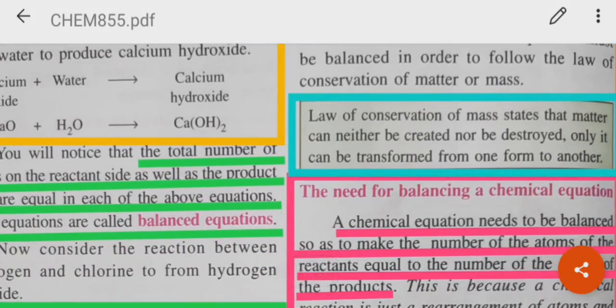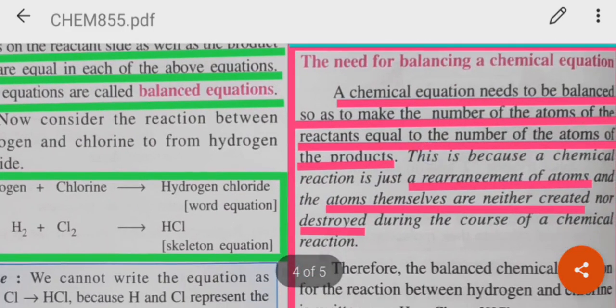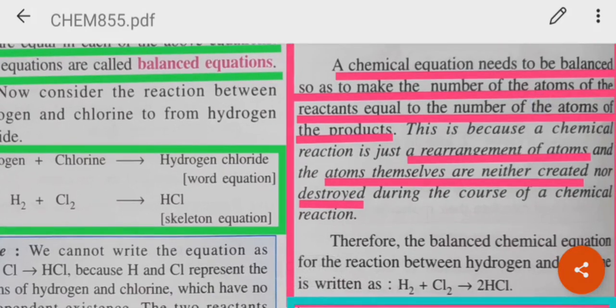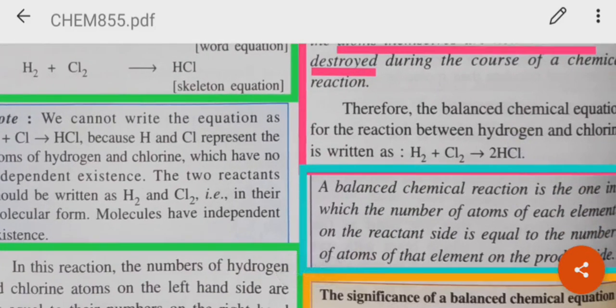So, what does the law of conservation of mass say? It states that matter can neither be created nor be destroyed, but it can be transformed from one form to another. So, the need for balancing a chemical equation is to make the number of atoms of the reactants equal to the number of atoms of the products to follow the law of conservation of mass. This is because a chemical reaction is just a rearrangement of atoms and the atoms themselves are neither created nor destroyed in the chemical reaction.